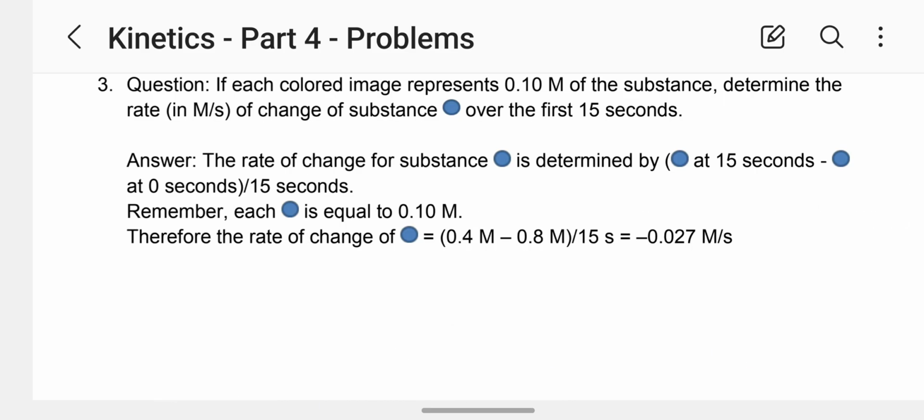The substance is the blue one at 15 seconds minus blue at 0 seconds divided by 15 seconds. So remember, each blue is equal to 0.10 molar. Therefore the rate of change of blue will be equal to 0.4 minus 0.8 divided by 15 seconds. So it will equal minus 0.027, which is the answer to the question number 3. If you have any problem in this question, you can mention in comment section.